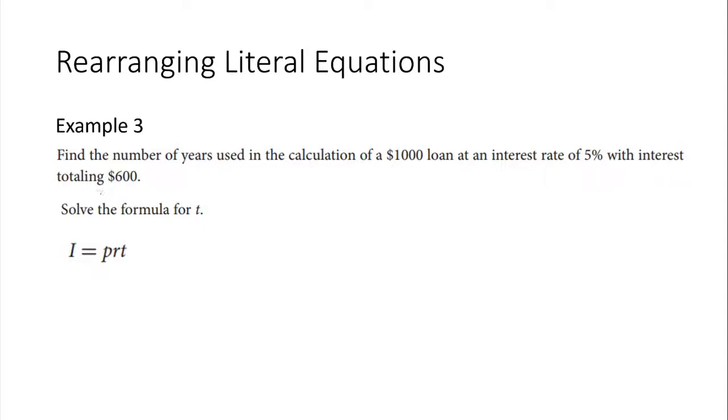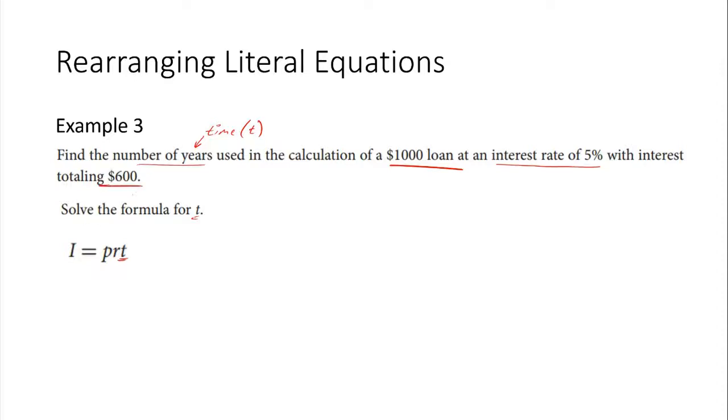So looks like we have: find the number of years. Okay, so that's time. But notice how time is not all by himself, right? So we're solving for t. Whenever you see years, months, hours, we're talking about time, otherwise noted as t. Now, used in the calculation of a $1,000 loan at an interest of 5%, with the interest totaling 600 bucks.